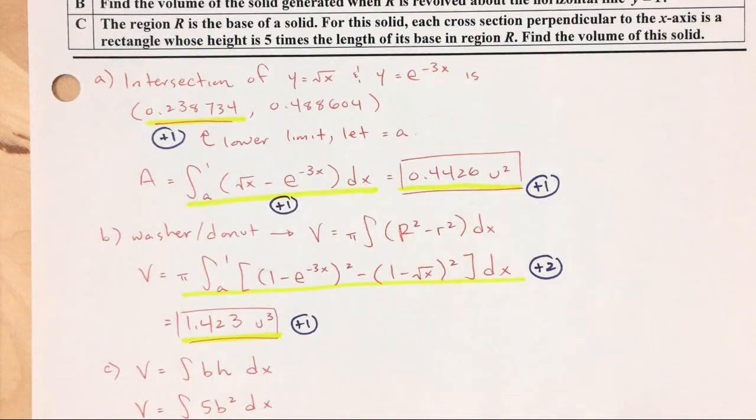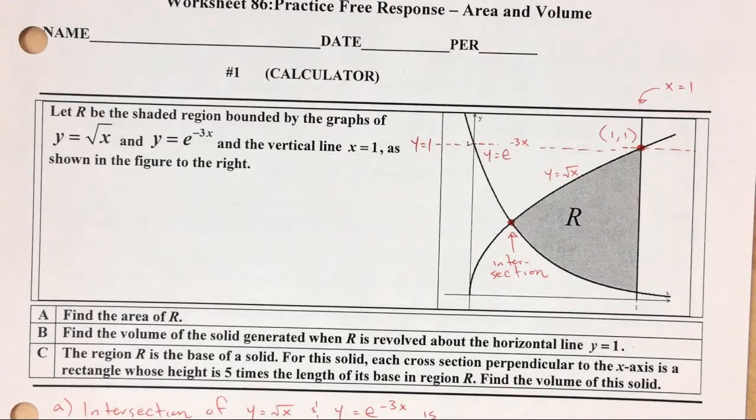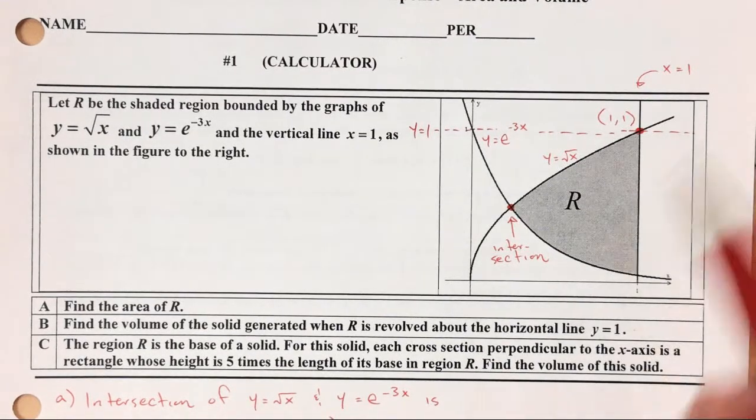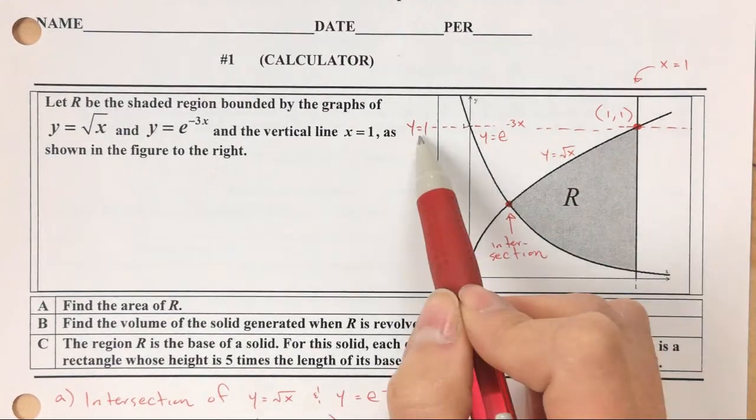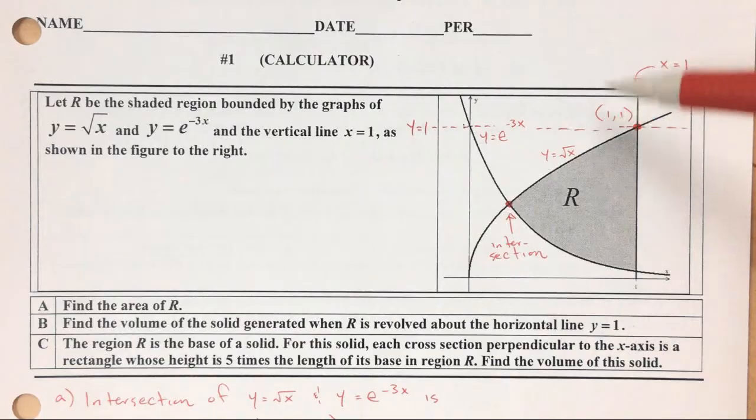Okay, the second question is, find the volume of the solid generated when R is revolved around the horizontal line y equals 1. So that's why I have that y equals 1. If we revolve it around this way, through the back and coming up and forward, we're going to get these donuts or washers basically.